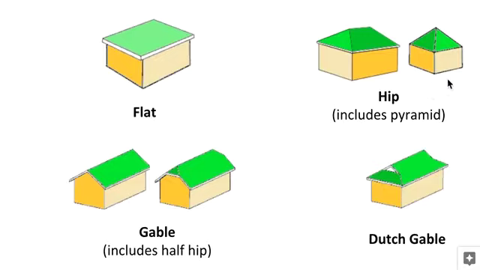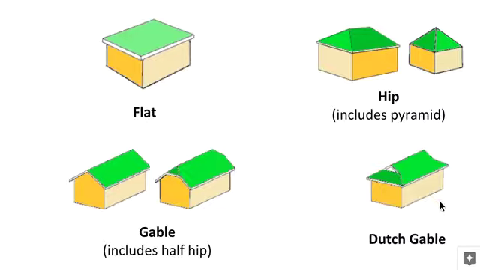Remember, for our purpose, we consider pyramid roof a hip. We also consider half hip a gable. So half hip looks like a gable with its corner cut off. In this case, we ignore the small modification here and consider the whole thing the same as gable.